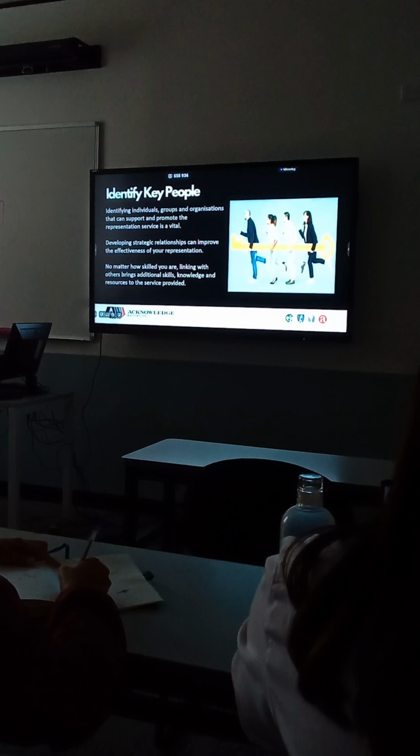Okay, we talked about key people. So identifying individuals, groups, and organisations that can support and promote our representation services. We need to develop strategic relationships that actually can help us improve the quality of our representation. If we're hanging out with the right people, we'll get noticed. And if we're not hanging out with anyone or hanging out with the wrong people, we won't. No matter how skilled we are, and we're pretty skillful, linking with others builds additional skills, knowledge, and resources. So some people could do things, other people wouldn't, but we had someone that could do it. So that's about bringing those additional skills, knowledge, and resources together.